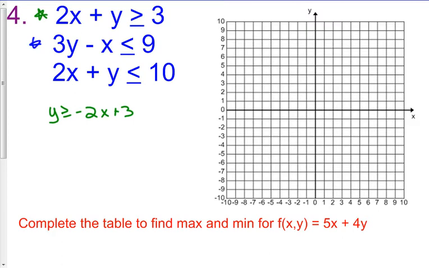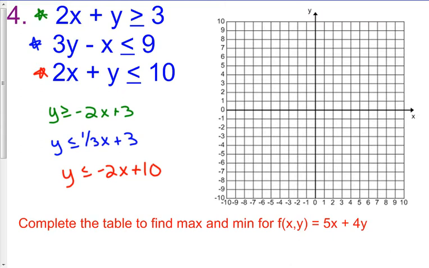The one I've got in blue here is going to be y is less than or equal to 1/3 x plus 3. And then this one right here would be y is less than or equal to negative 2x plus 10. So there are my 3 lines I need to graph. I'm going to go ahead and graph them with the colors I chose here. So you'll see we have quite a big graph here. I'm going to go with the green one.